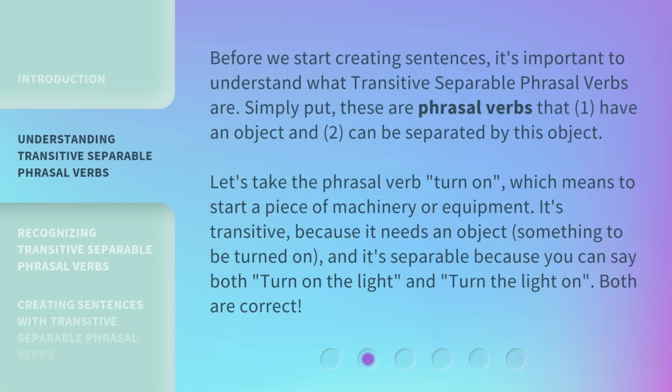Before we start creating sentences, it's important to understand what transitive separable phrasal verbs are. Simply put, these are phrasal verbs that 1. Have an object and 2. Can be separated by this object. Let's take the phrasal verb turn on, which means to start a piece of machinery or equipment. It's transitive because it needs an object, something to be turned on. And it's separable because you can say both, turn on the light, and turn the light on. Both are correct.